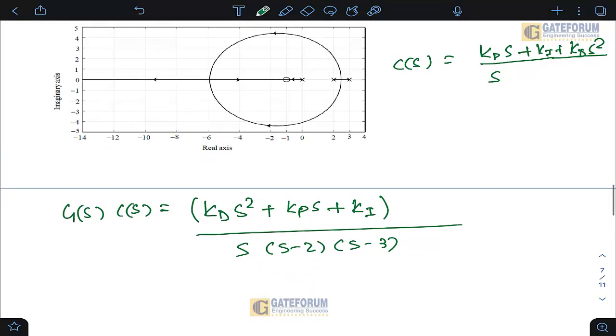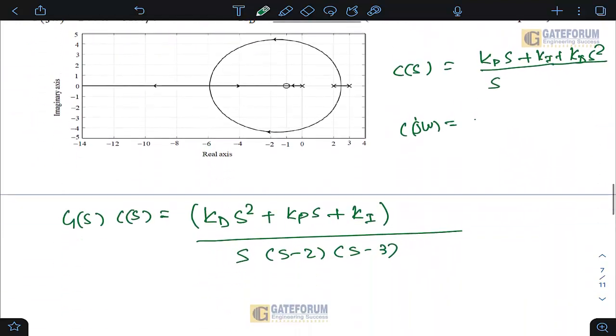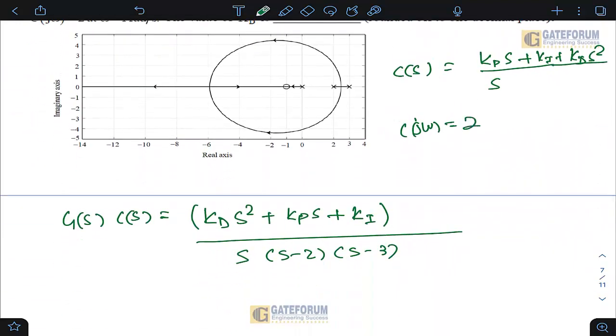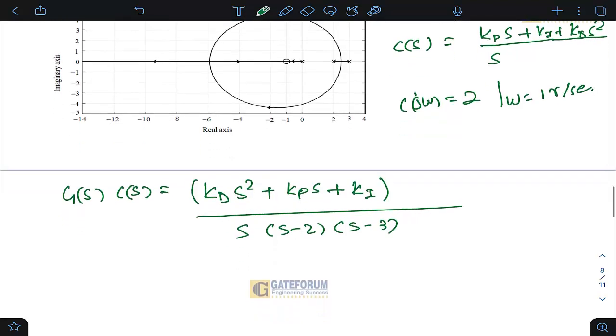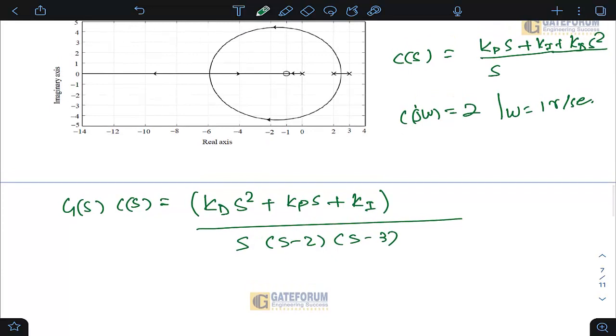And one more data is given: C of j omega equals 2 at a frequency of 1 radian per second. So we are supposed to find the value of KD. KD is unknown, so how do you find it?